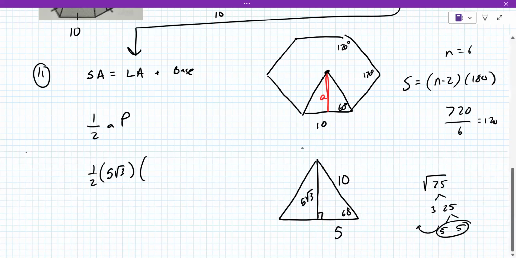The perimeter is 6 times 10, because there are 6 side lengths of 10. You can take half of any of the numbers. I would take half of 6 maybe, or 10, not 5, because then you get a fraction. But your answer will have a root 3 in it. It looks like it's 150 root 3.